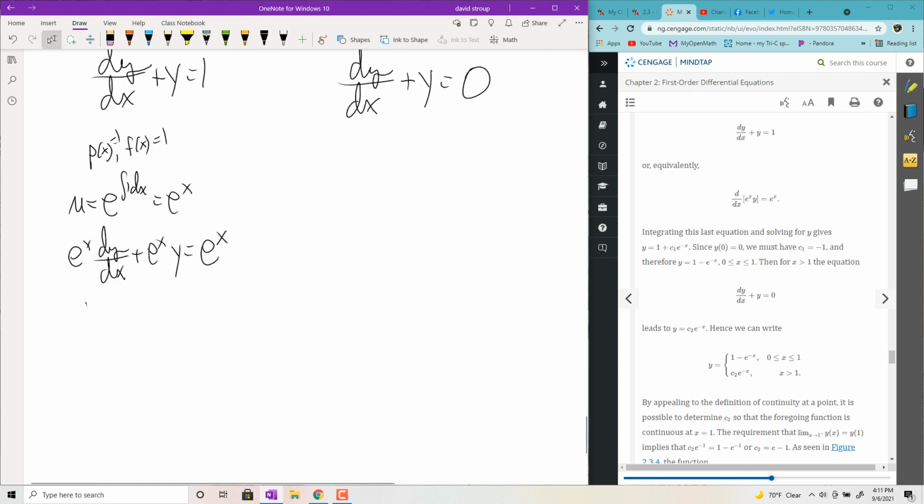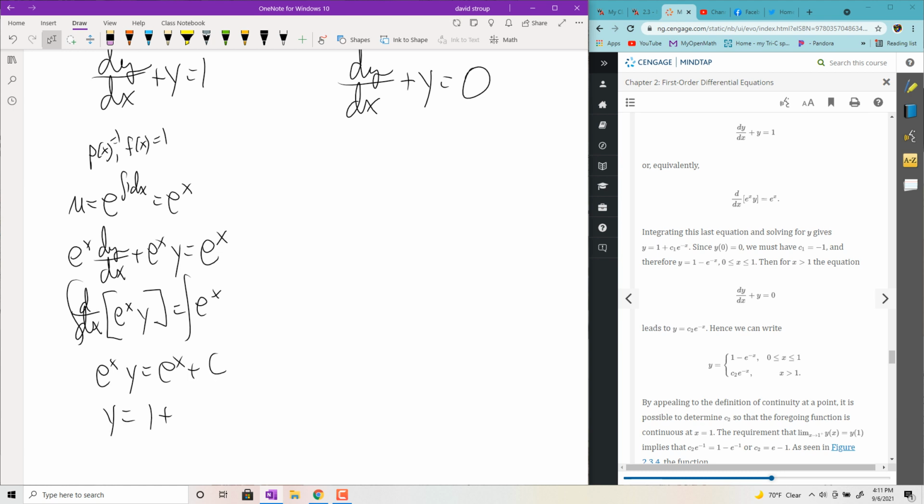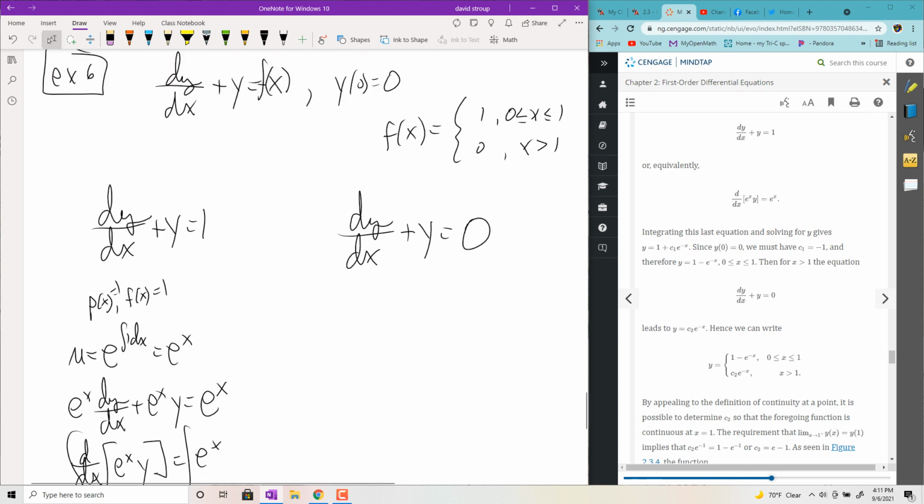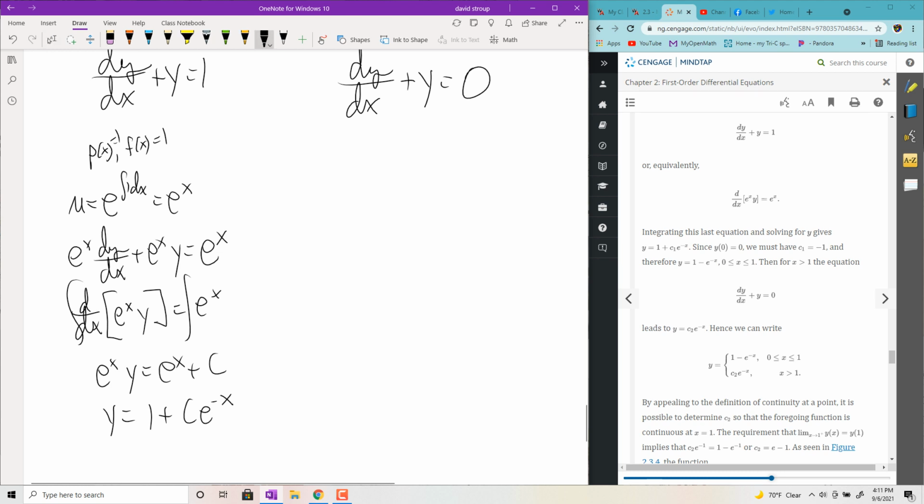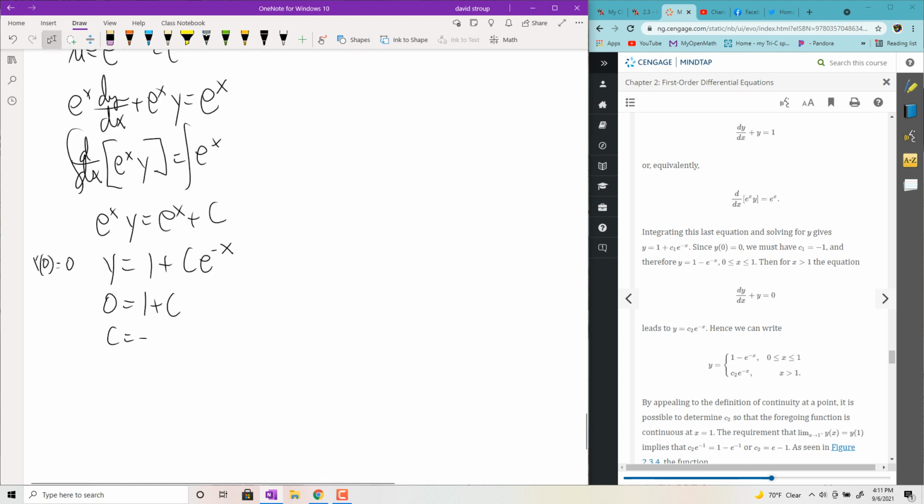Collapse the thing, so you get the derivative with respect to x of e to the x times y. Integrate, and you get e to the x y equals e to the x plus c. Get the explicit solution, y equals 1 plus c e to the negative x, and then we can use the initial value to solve for c. Okay, so y of 0 is 0. Plugging in 0, 0 equals 1 plus c, since e to the 0 is just 1. So c will be negative 1.